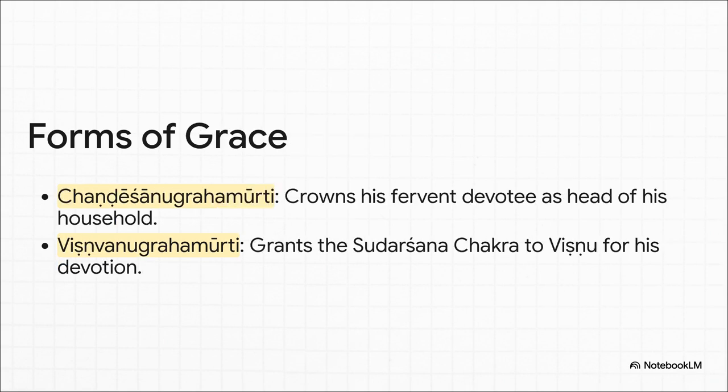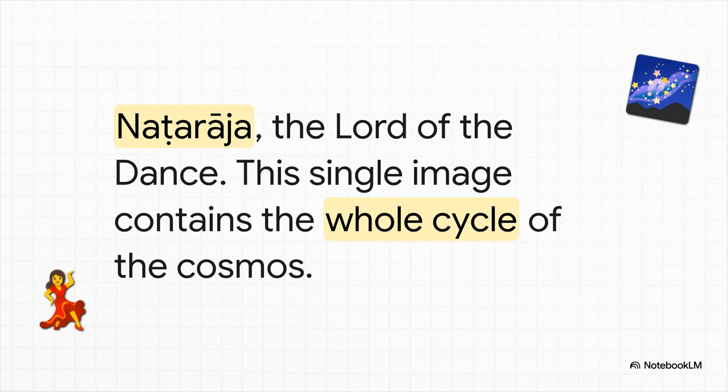It's intense. But, and this is so important, for every one of those destructive acts, there's a corresponding act of grace. These are the Anugraha Murtis. As Shandesha Anugraha Murti, he acts like a proud, loving father, placing a garland on a devotee's head. In another amazing story, he grants the super-powerful discus, the Sudarshana Chakra, to the god Vishnu, all as a reward for his incredible devotion.